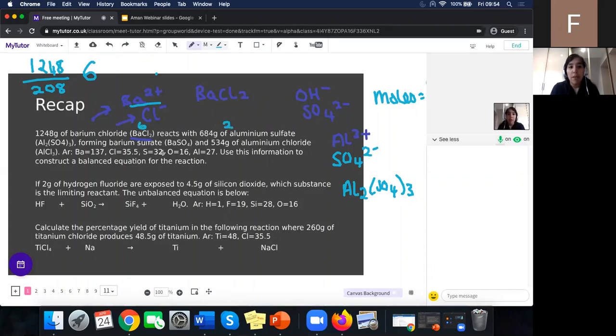Then we have barium sulfate and aluminium chloride. So what is the MR of barium sulfate? So you should find that the MR of barium sulfate is 233. So the number of moles of barium sulfate will be the mass divided by the 233. But you'll see we don't have a mass. So do you remember what we do to calculate the mass of barium sulfate? So remember, in these questions, what do we do to calculate the mass?